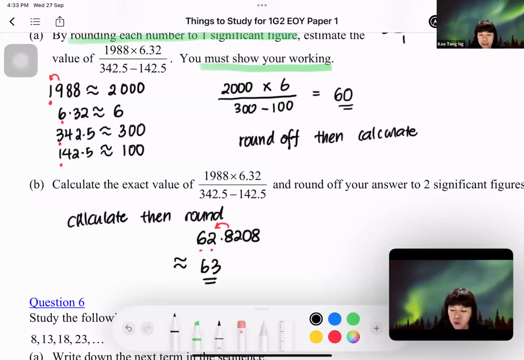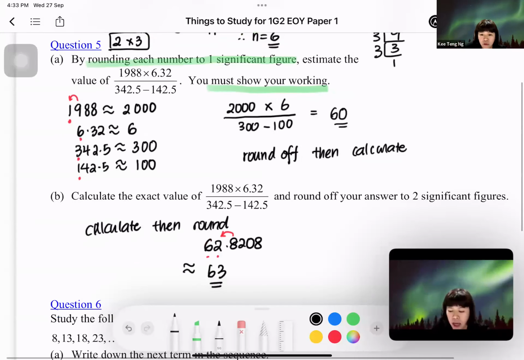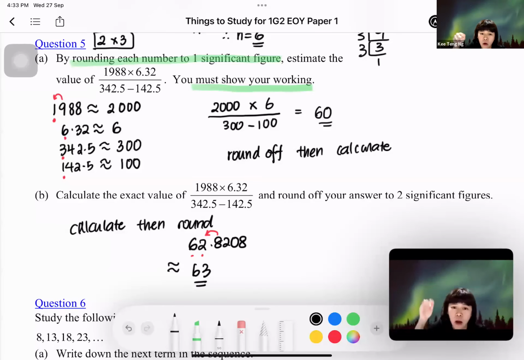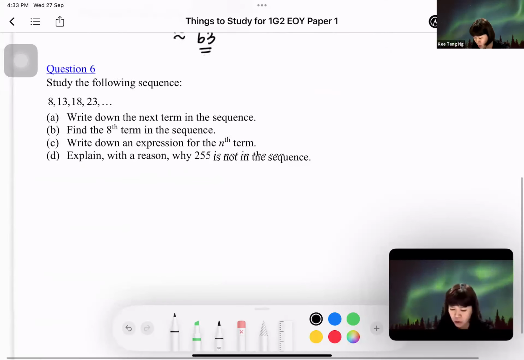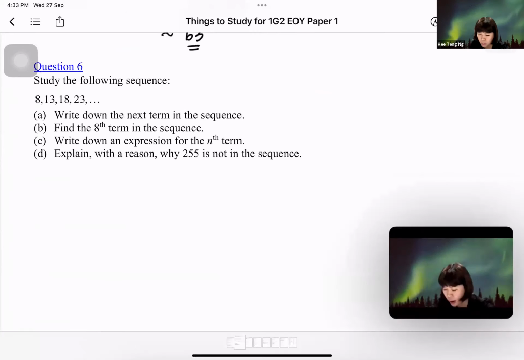So you make sure you take note. They are the exact same question, but the process is different. One asks you to round off, then calculate, and you get a number 60. The other one says calculate, then round off, and you get a number 63. So they are different answers. Please read your question carefully. What do they want you to do? You follow the instructions accordingly. Okay, now we have 2 more pages, then before I give you a break, okay?